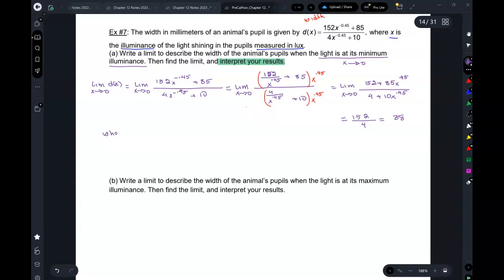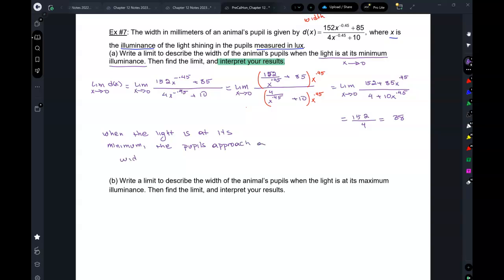So when the light is at its minimum, the pupils approach a width of 38 millimeters. Okay? So what's important here is you've gotten the quantities laid out, right?